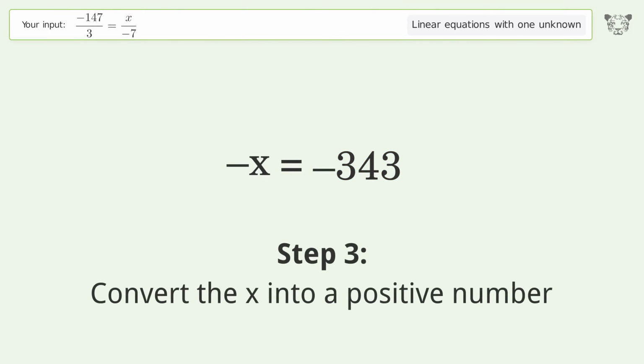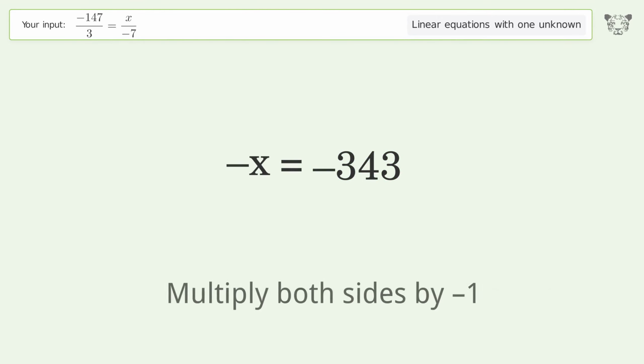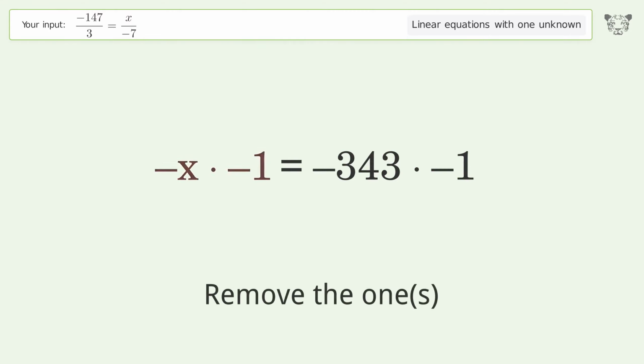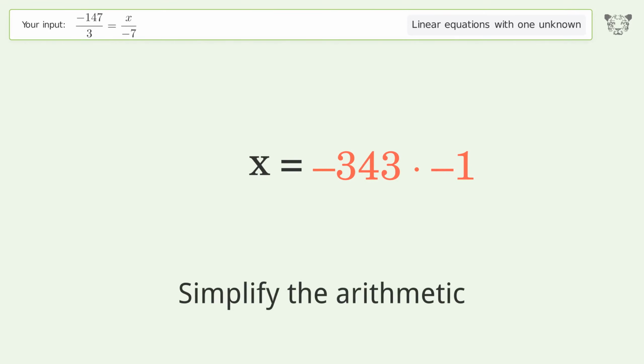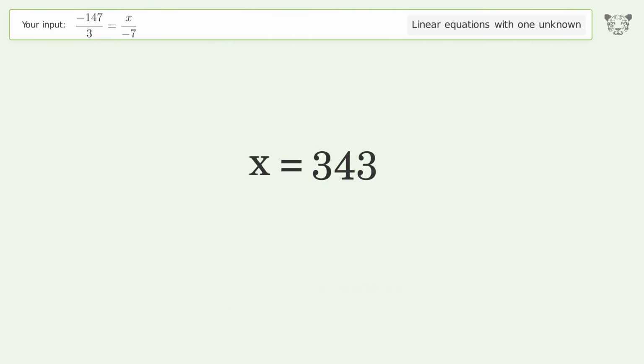Convert the x into a positive number. Multiply both sides by -1. Remove the ones. Simplify the arithmetic. And so the final result is x equals 343.